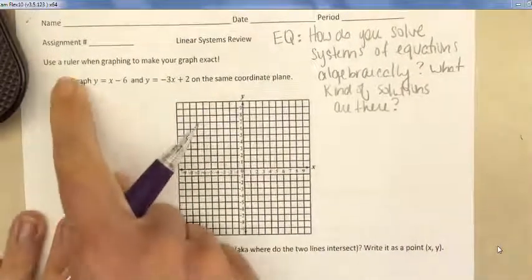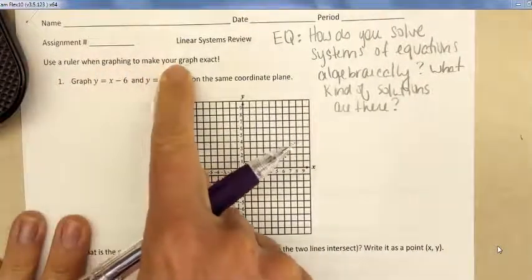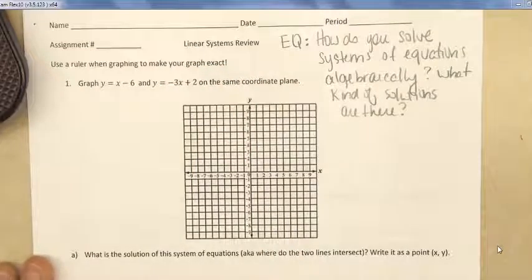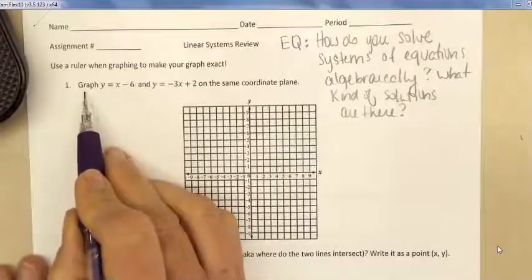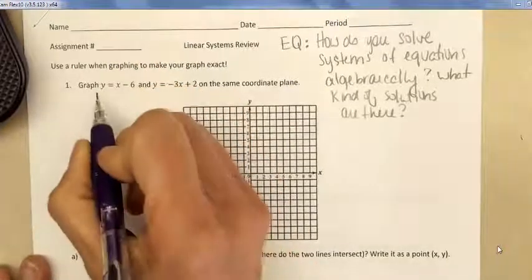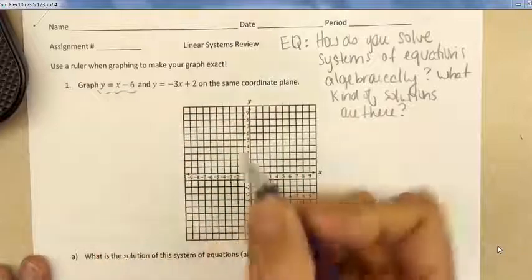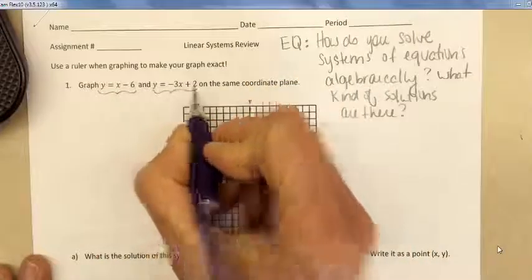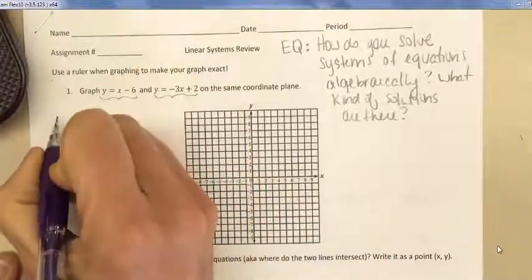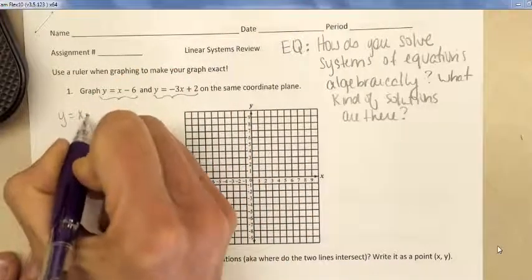Okay, so we are going to use a ruler when graphing to make your graph exact. So make sure you have a ruler. And our first part of this review is to go ahead and graph. We have two separate equations, right? So we have y equals x minus 6 and y equals negative 3x plus 2. Okay, so let's start with y equals x minus 6.